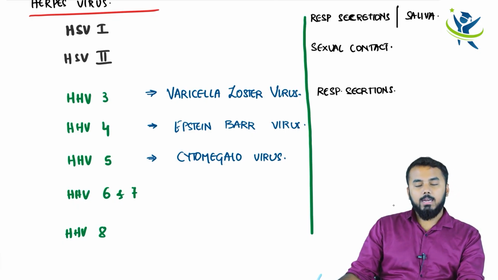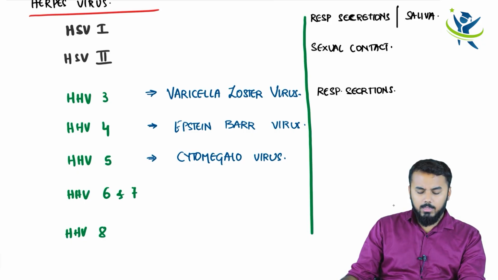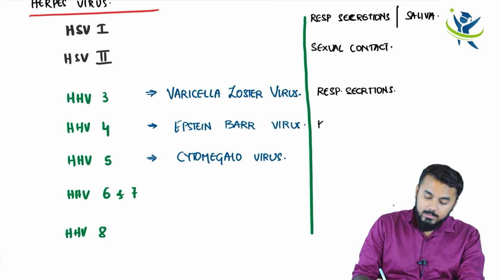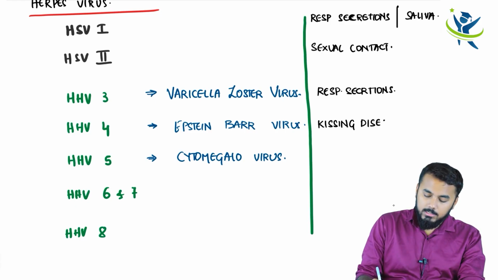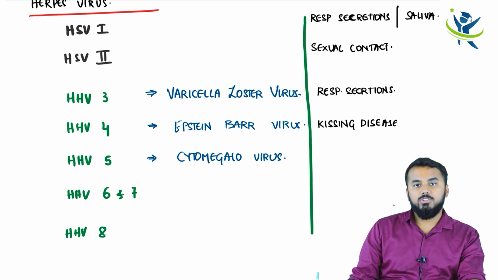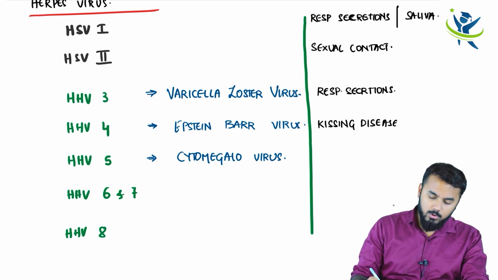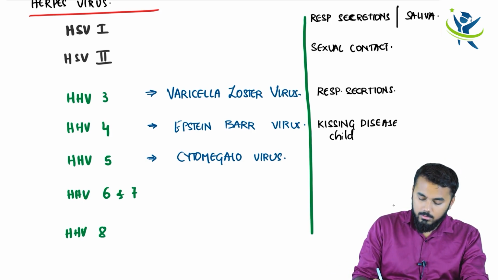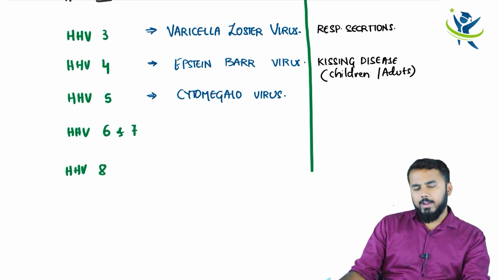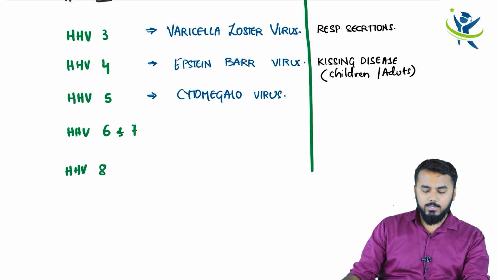Even here there are respiratory secretions, but another important thing you need to know is that the disease caused by this Epstein-Barr virus is also called kissing disease. So which group of individuals basically kiss? Mainly the children and the adults. So this disease is most common in children and adults, right?